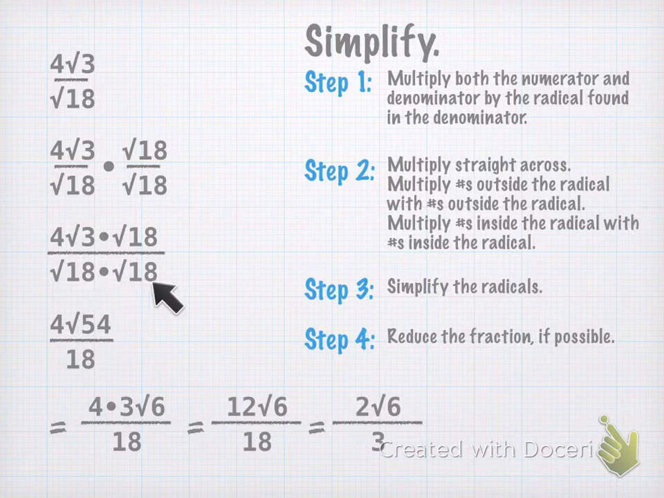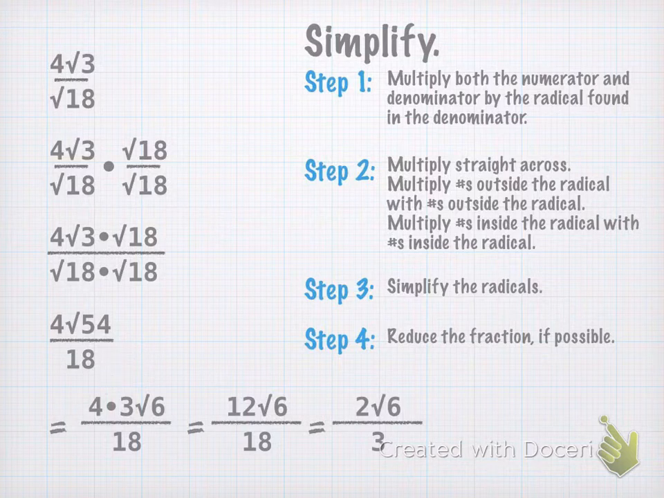And the square root of 18 times the square root of 18, it just so happens, let me grab my calculator, 18 times 18 is 324, and the square root of 324 is 18. You'll begin to see some patterns happening.